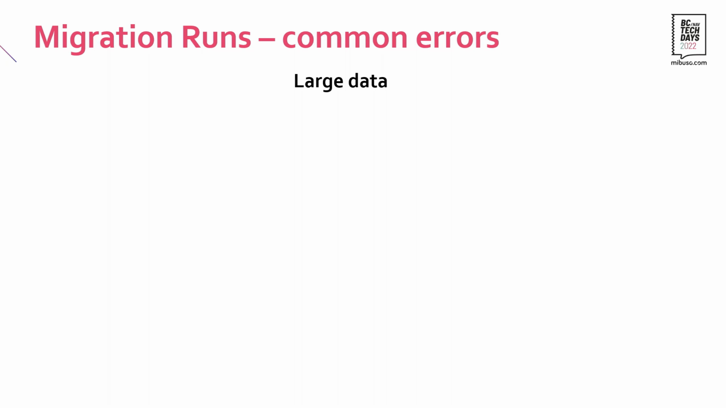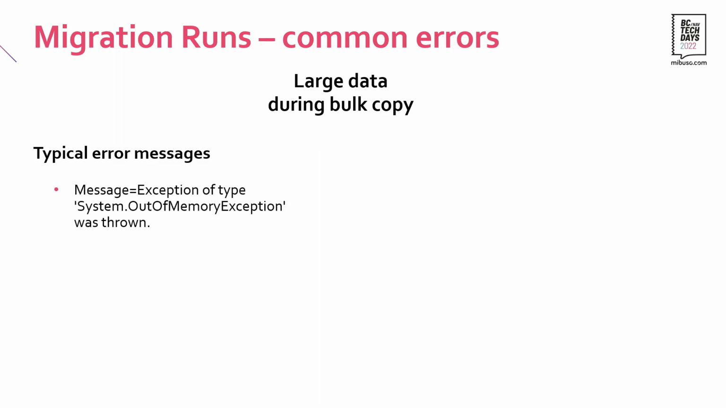Then the next type of errors is when you're trying to migrate large data. You can get it in two different paths. When there is a bulk copy, many small tables go in as one bulk. In this case, what we see most often is an out-of-memory exception. This is out of memory in the Azure Data Factory infrastructure. It's not the Business Central infrastructure, so we don't have any control on that. But yes, our task failed out of memory.